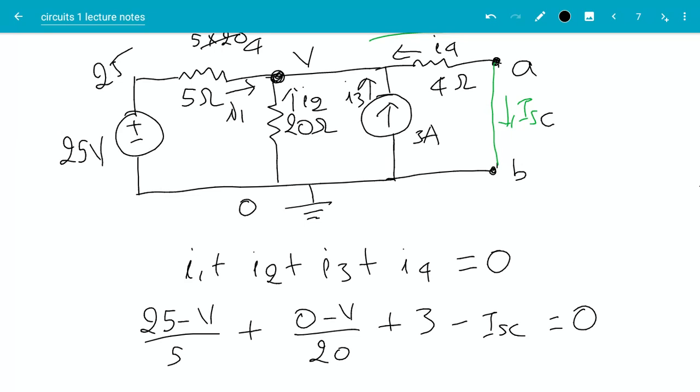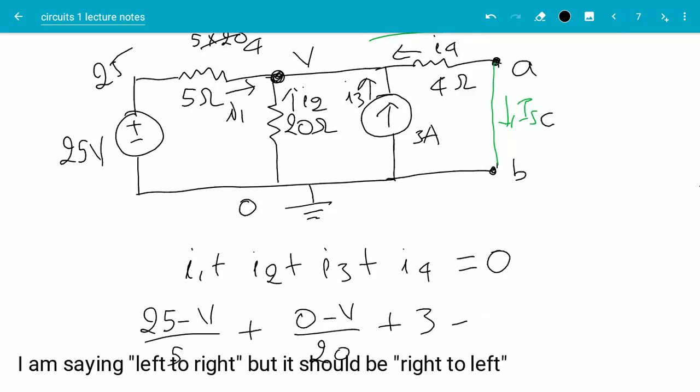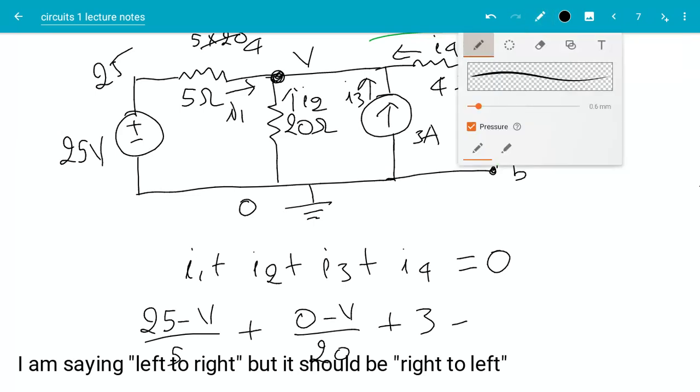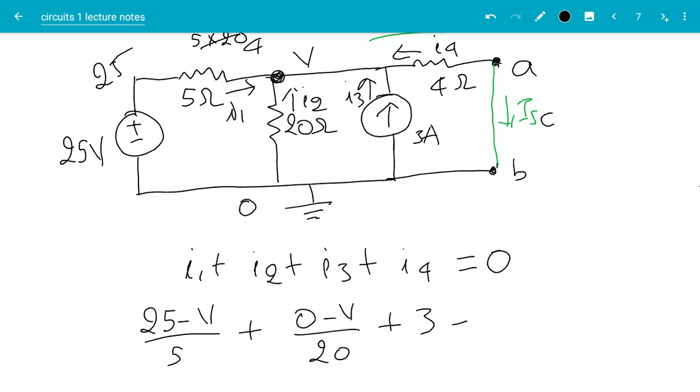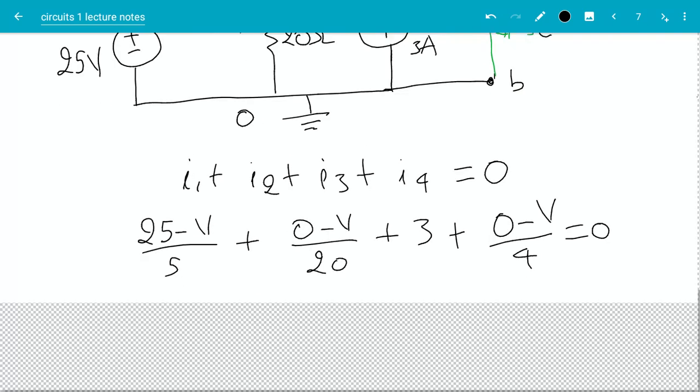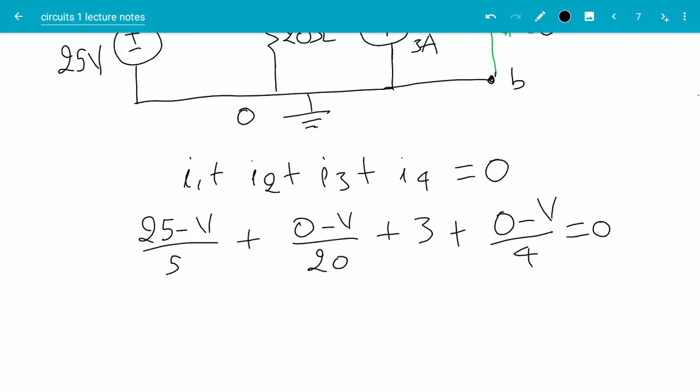Let's see. Well, I can actually write I_SC in terms of V here, so that I don't need another equation. I don't need another variable. So I4 is the current through the 4 ohm resistor from left to right, right? So that means I can do plus the voltage drop from left to right, which is (0 minus V) divided by 4, equal to 0. Okay. All right. And then I just need to solve this to find V first.